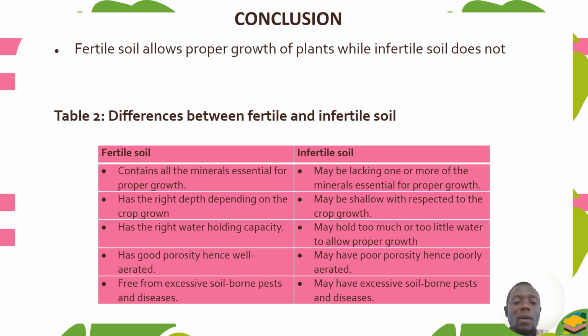And fertile soil has good porosity, hence well aerated, while infertile soil may be poorly aerated. And fertile soil is free from excessive soil-borne pests and diseases, while in infertile soils there are excessive soil-borne pests and diseases.